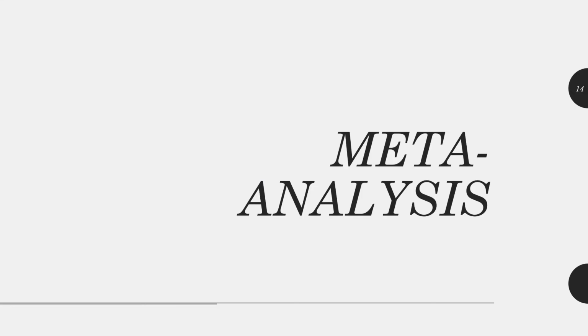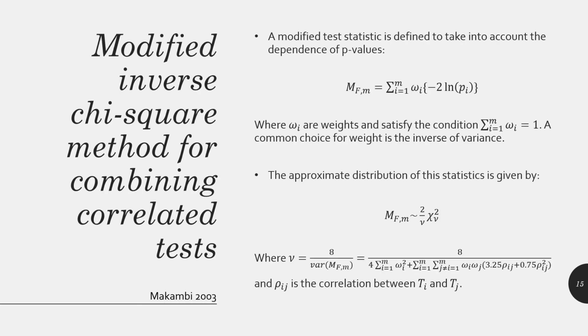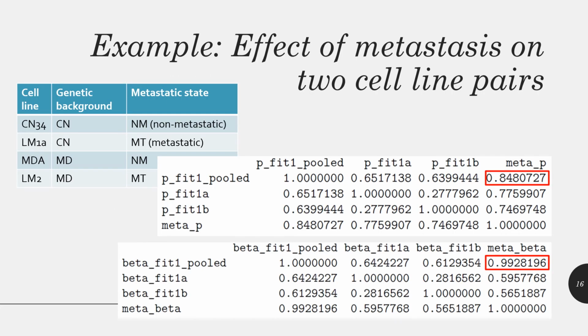Meta-analysis is useful when we want to aggregate the results of different experiments, but we cannot directly pool the raw data. For this purpose, we use a modified inverse chi-square method. Applying it to a real dataset, we showed that the meta-analytic framework faithfully captures the translation efficiency ratio represented by beta, or the regression coefficient, and its associated p-value when compared to the ground truth.